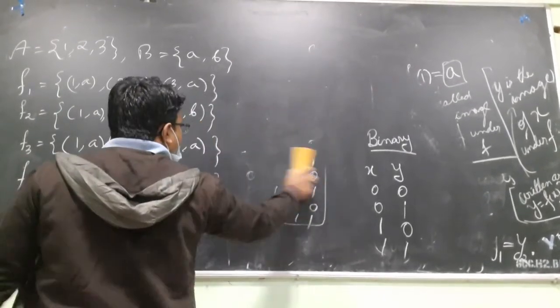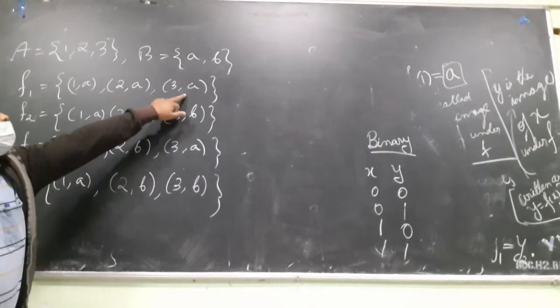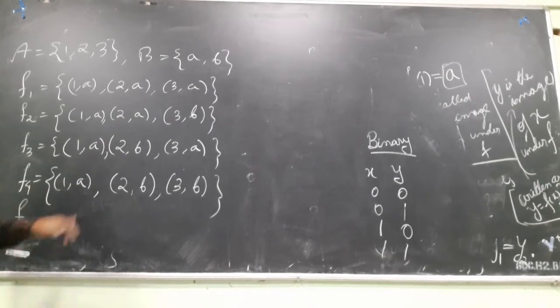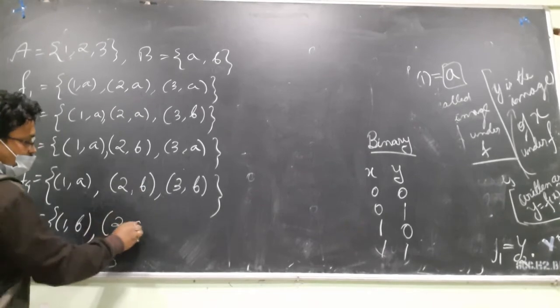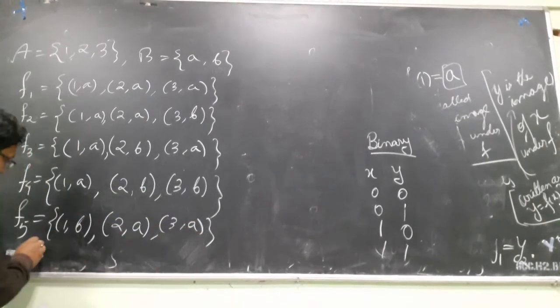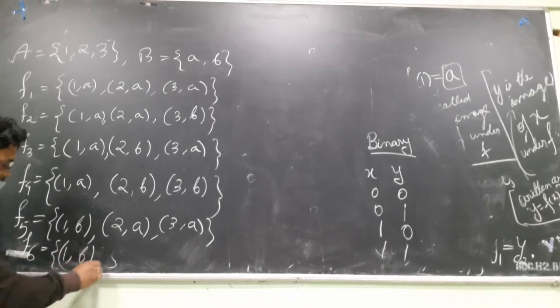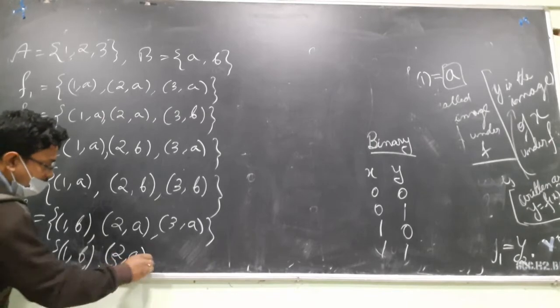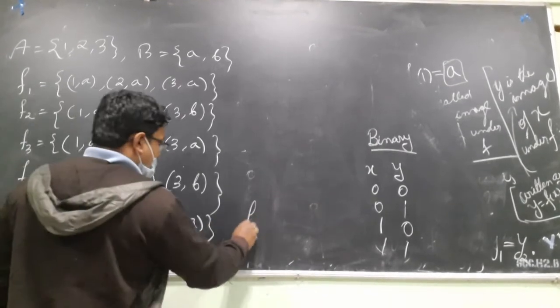So the same thing I have applied here. A is fixed. Now I will fix B. 1 to B. B is fixed, and then change these things: 2 to A, 3 to A. Then F6: B is fixed, then 2 to A, 3 to B. Sorry, 3 to B.